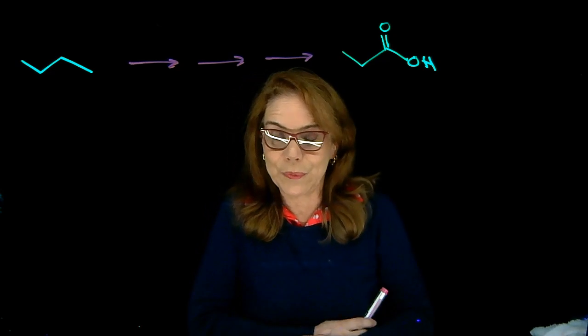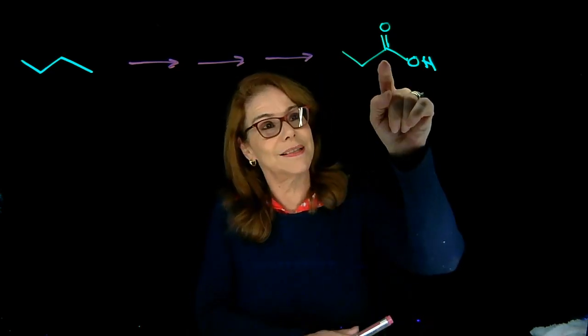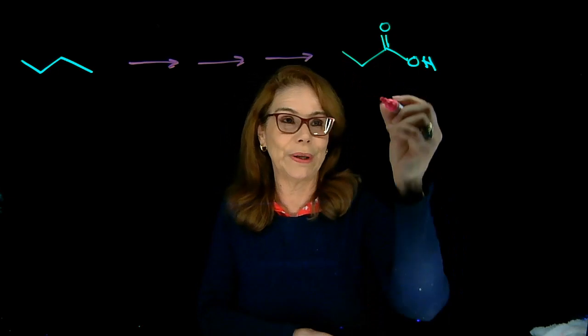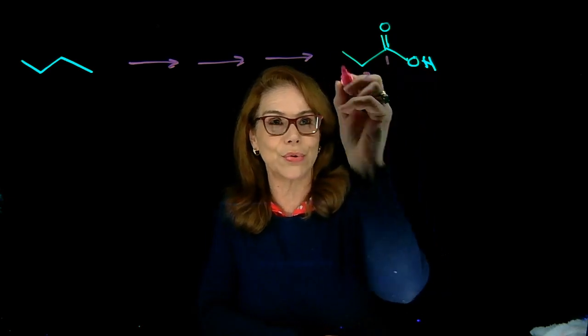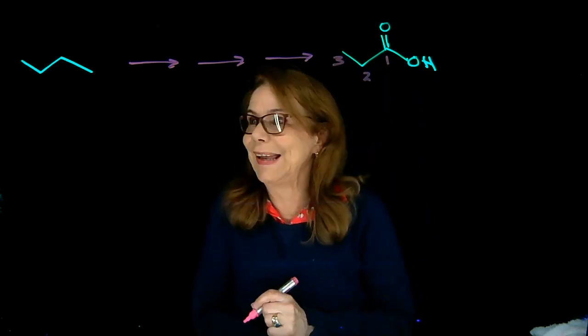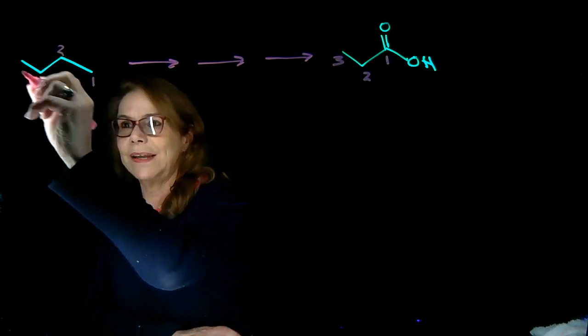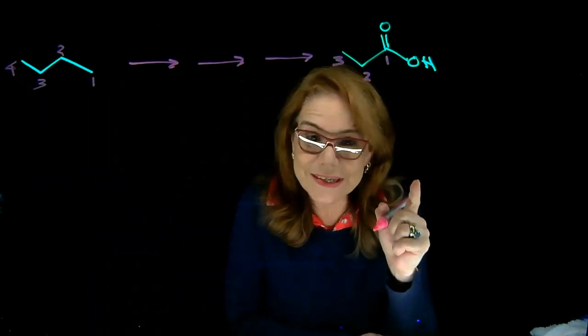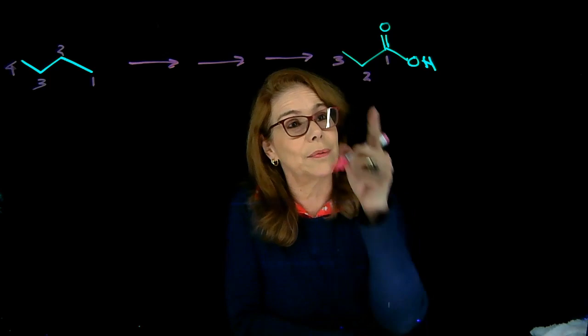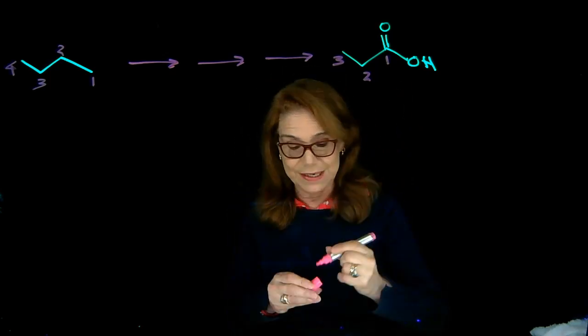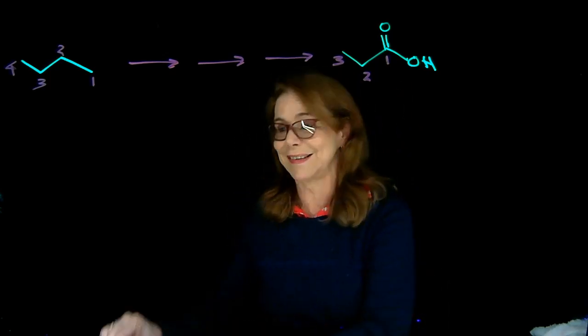In the following problem, we're going to plan the synthesis of propanoic acid. 1, 2, 3. And this is from butane. 1, 2, 3, and 4. So what we see here is that we have one less carbon. We have 3. So we need to find a way to cut that.